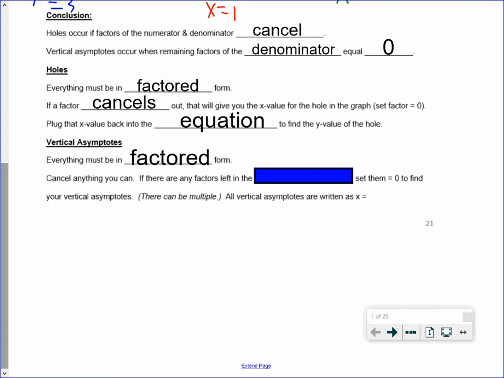And if there are any factors left in the denominator, set those factors equal to 0, and that will be your vertical asymptotes. All right, and there can be multiple vertical asymptotes. And remember, you always have to write each individual vertical asymptote as x equals. Each vertical asymptote is its own line, it's its own graph. So you have to write it as x equals whatever the equation is.